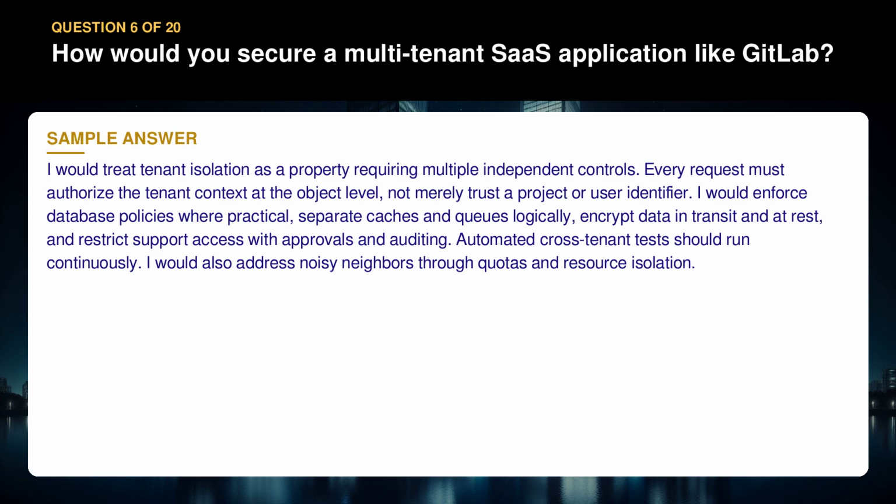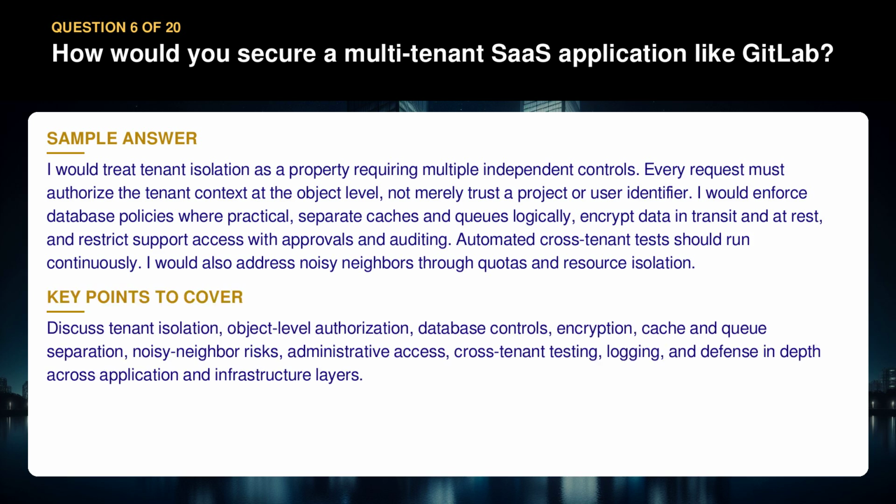Automated cross-tenant tests should run continuously. I would also address noisy neighbors through quotas and resource isolation. Discuss tenant isolation, object-level authorization, database controls, encryption, cache and queue separation, noisy neighbor risks, administrative access, cross-tenant testing, logging, and defense in depth across application and infrastructure layers.